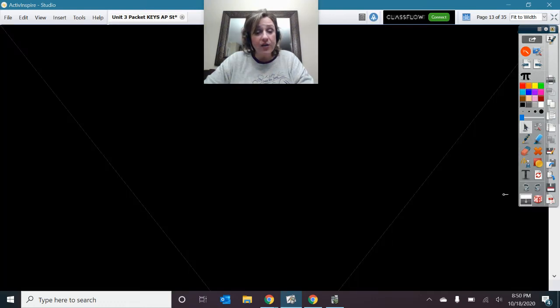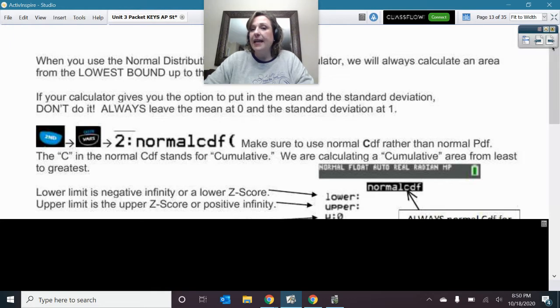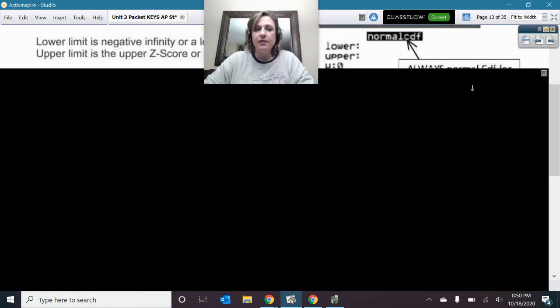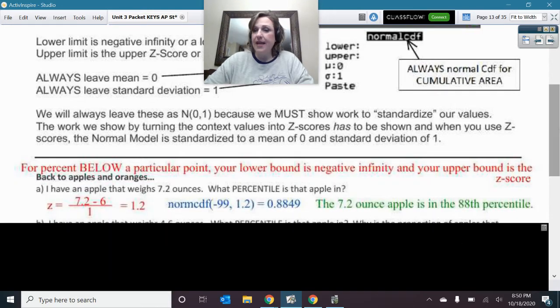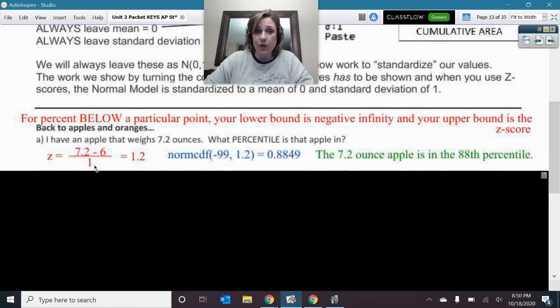So remember, percentile is that area below. So if I want to go below an apple that is weighing 7.2, then the first thing I want to do is find the z-score for that apple. So I'm going to do its x minus the apple's mean over its standard deviation. And I get 1.2. So it turns out that that apple was located, remember we said about a little over 1 standard deviation above the mean? In fact, here it is. It's 1.2 standard deviations above the mean.